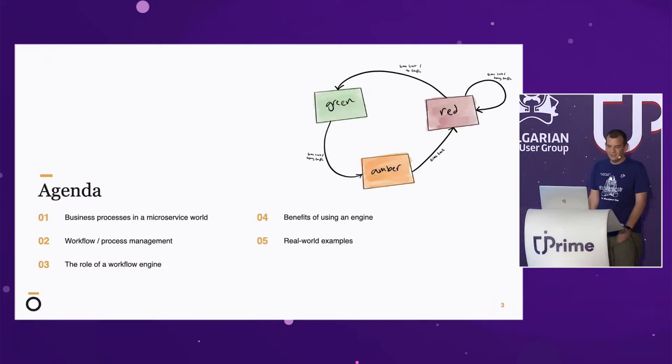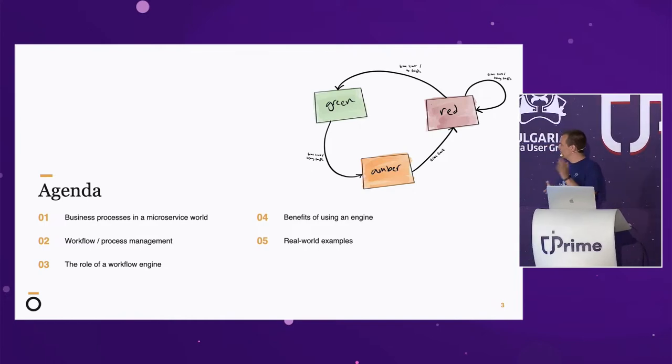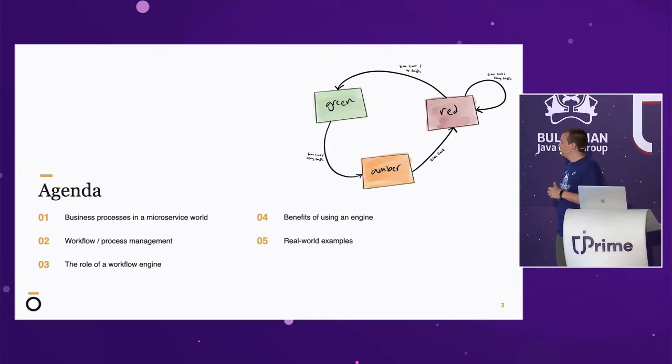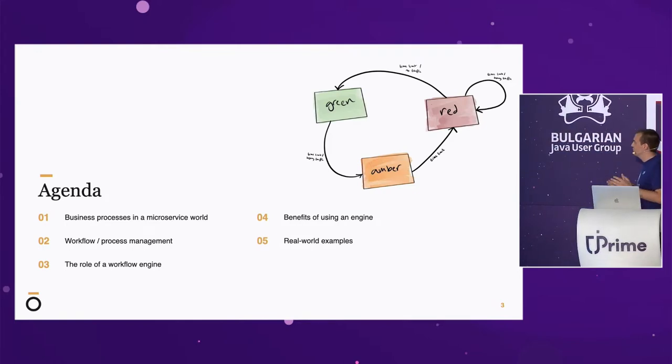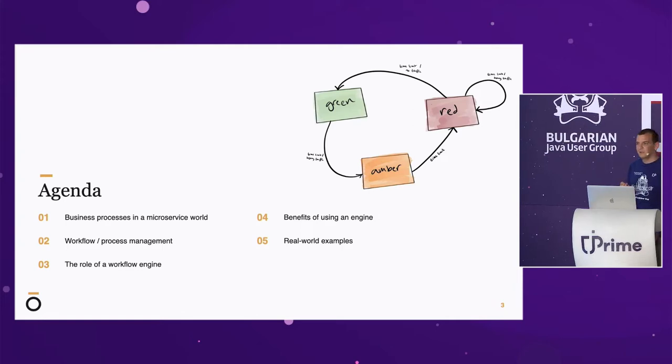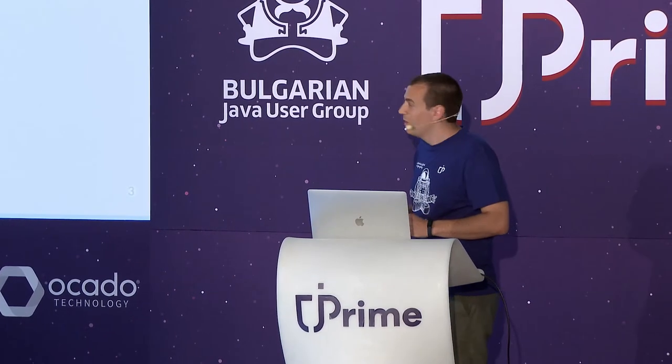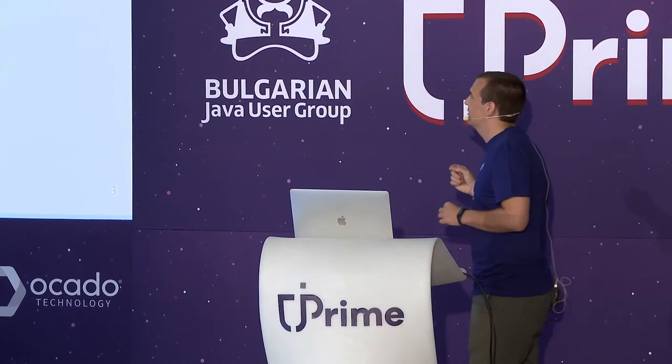So today's agenda: I'll first describe what I mean by a workflow or a business process. We'll see how such business processes are managed. It's something that the product actually cares about, but we'll get to this. I will show what role a workflow engine has in this whole topic, some benefits of using one, and finally we'll conclude with real world examples, including some from our medical domain. By the way, that on the top right is a state machine of a traffic light, so keep that in mind. It will be referenced later in the presentation.